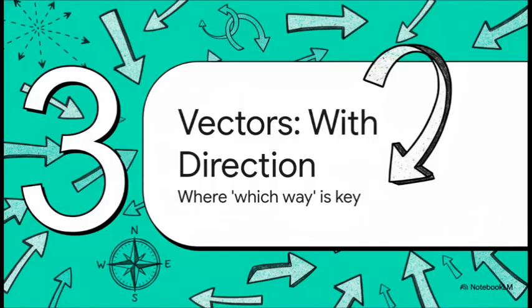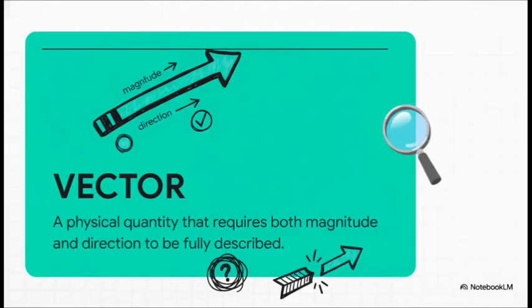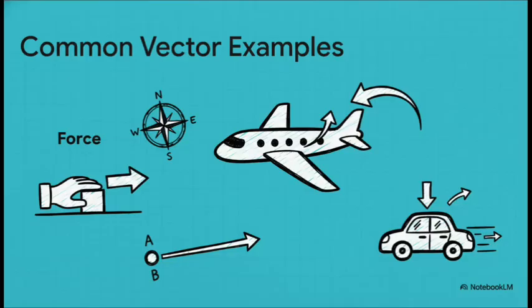Okay, but now it's time to step into the other world, the world of vectors. And this is where things get really cool, because in this world, asking which way isn't just an option, it's everything. So a vector is needier than a scalar. It demands 2 things to be understood. You need its magnitude, that's the how much part, and you need its direction, the which way part. If you're missing either one of those, you don't have the full story. It's an incomplete thought.